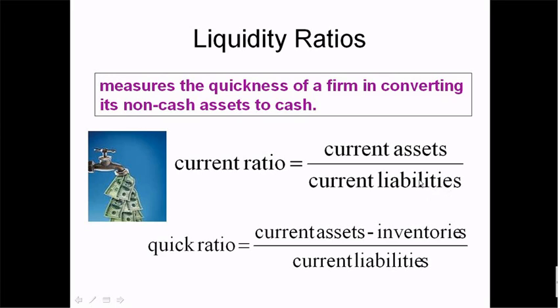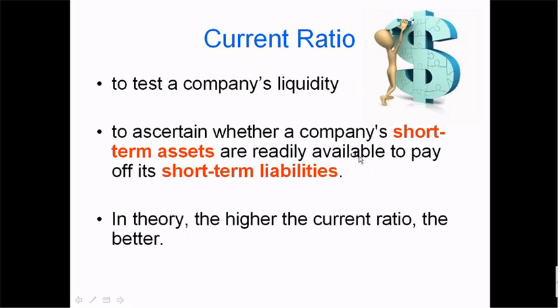Say for example, if you have current liabilities of 100 ringgit, and let's say you have current assets of 500, that means theoretically you should have no problem paying back these current liabilities, right? Because you have 500 ringgit of current assets available, which you can use to pay off your 100 ringgit of current liabilities. So it ascertains whether you have sufficient short-term assets available to pay off your short-term liabilities.